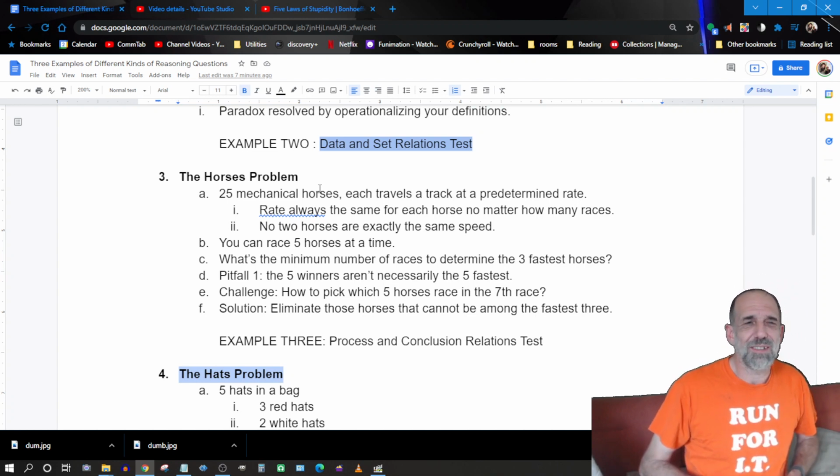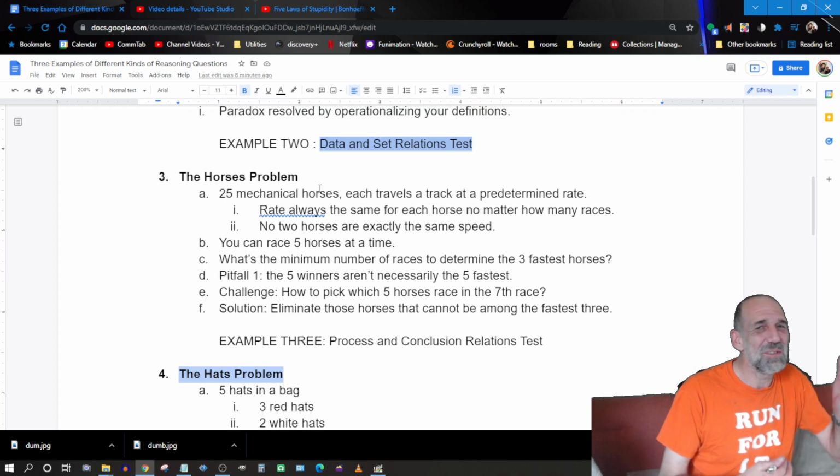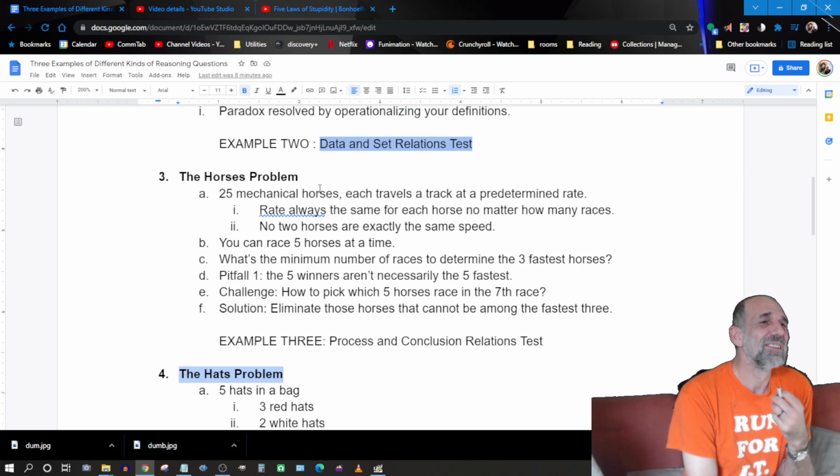When I was first asked this question by a person, they didn't specify all the stuff that was necessary, and I'm like, well, it's really hard to say because the horses are going to get tired. Well, these mechanical horses don't get tired, okay? You can race 5 horses at a time. What's the minimum number of races to determine the 3 fastest horses?